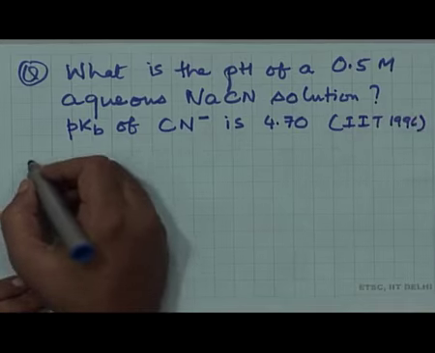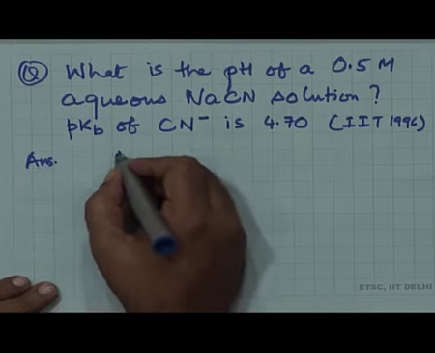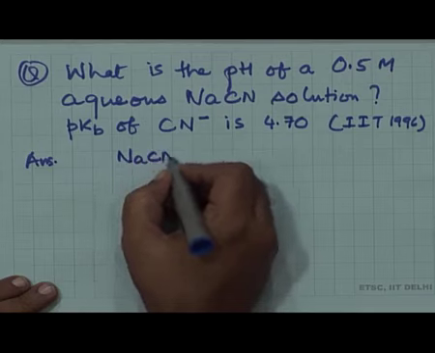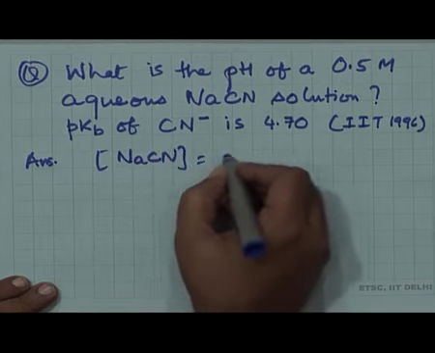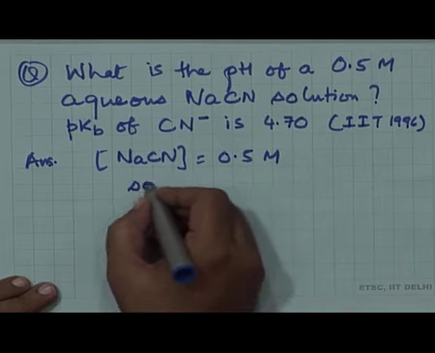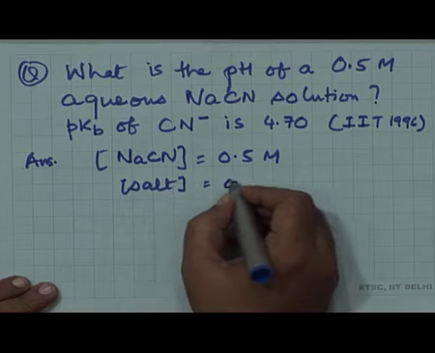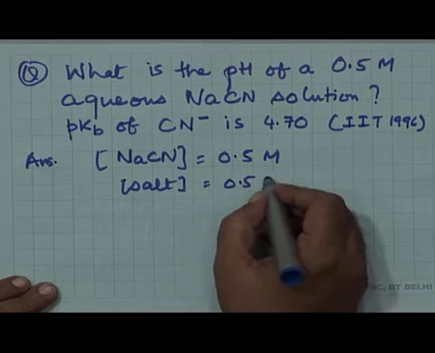Now, what is given is your concentration of NaCN, and that is 0.5 molar. So, this is basically your salt concentration. Salt concentration is 0.5 molar.